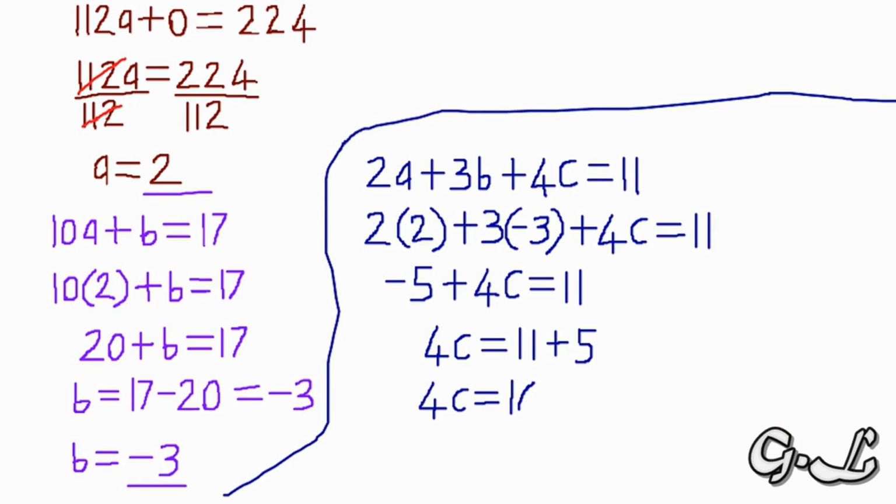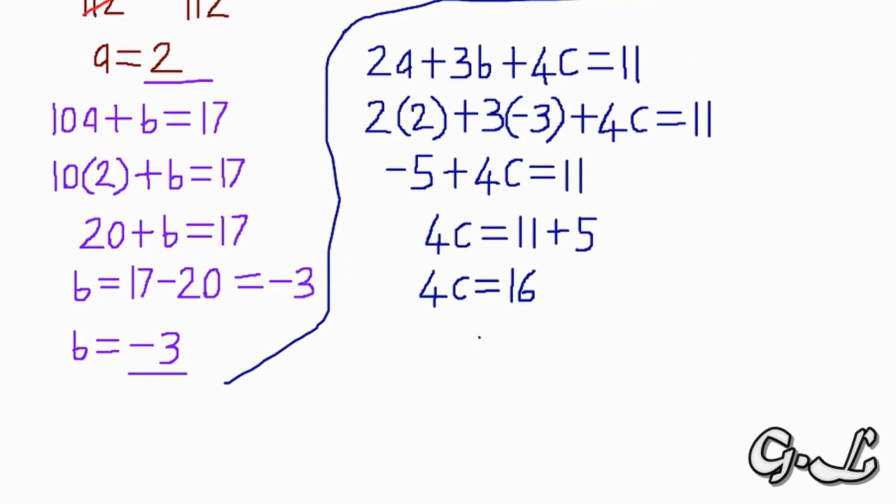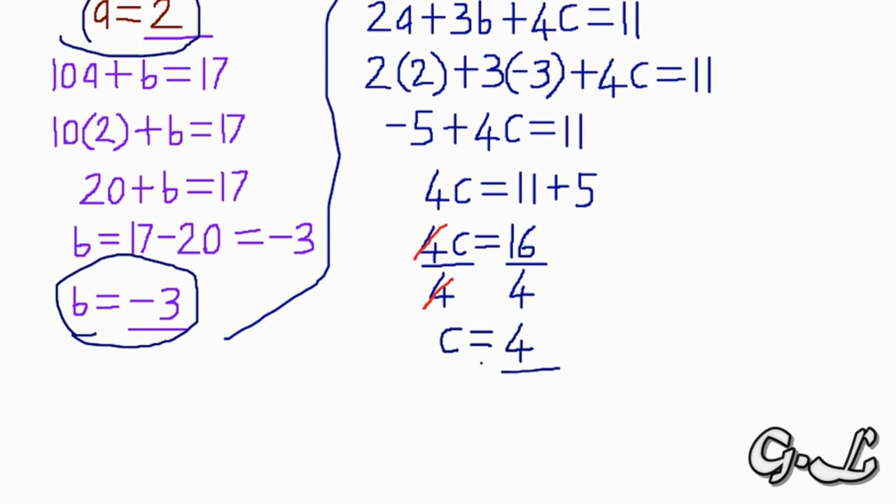Remember, our main objective is that we want to find the value of c. So we're going to divide both sides of the equation by 4. In such a case, you are going to say 16 divided by 4. It will give you the value which is 4. So we have now found the values of A, B, and C. We have A as 2 and B as negative 3, and then we have C as positive 4.